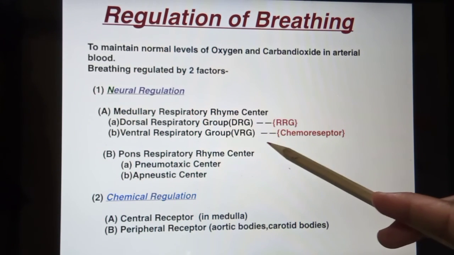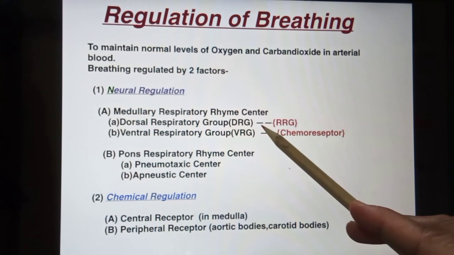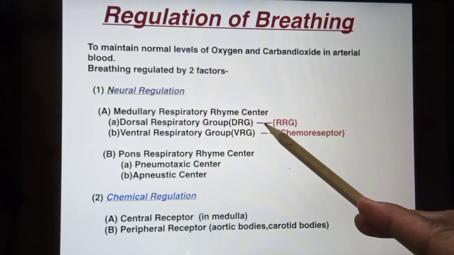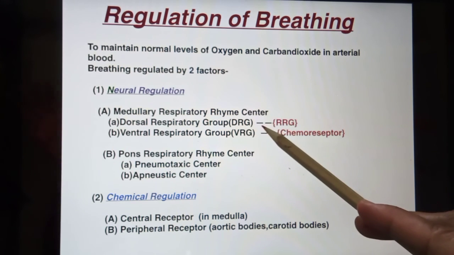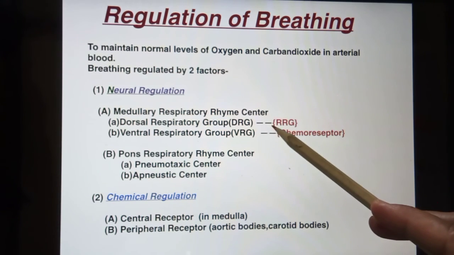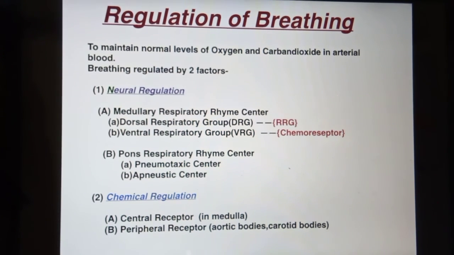This chemoreceptor gives the instruction to the DRG, and the DRG then speedily contracts the two muscles, the external intercostals and the diaphragm, and then inspiration happens. After that, expiration happens, which means the rate of inspiration and expiration increases. So understand what the regulation of breathing is.